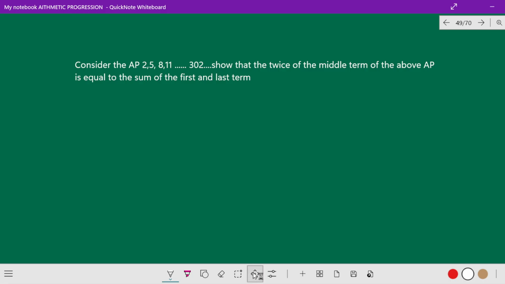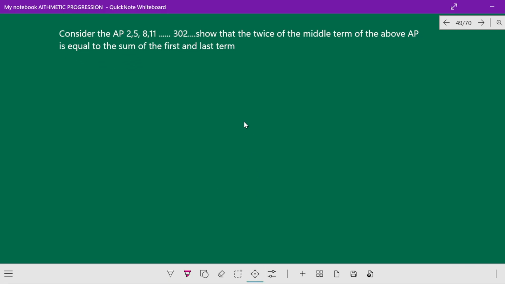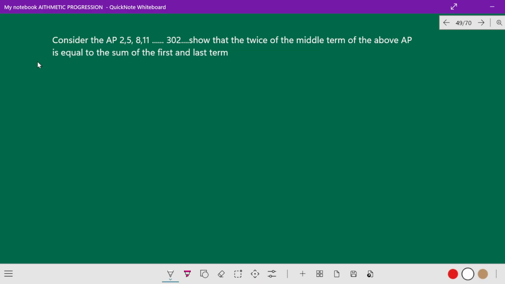Consider the AP 2, 5, 8, 11, up to 302. Show that twice the middle term of the above AP is equal to the sum of the first and last term. So this is a big, lengthy question. Now we have got the AP. First we will write the AP: 2, 5, 8, 11, 302. Show that twice the middle term. So first we should find the middle term.